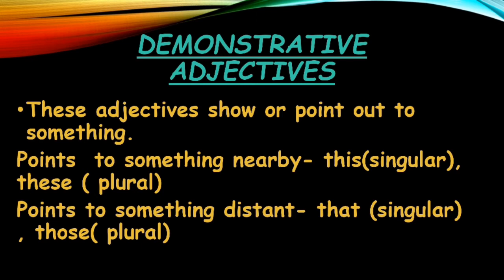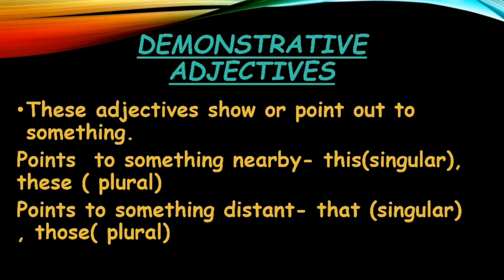Next we are having demonstrative adjectives. Very simple. Demonstrative means to point out, or when you point at someone and say something. To demonstrate, to point. These adjectives show or point out something. These adjectives point out a thing. Let's just see. Points to something nearby. In this you have to remember two things.